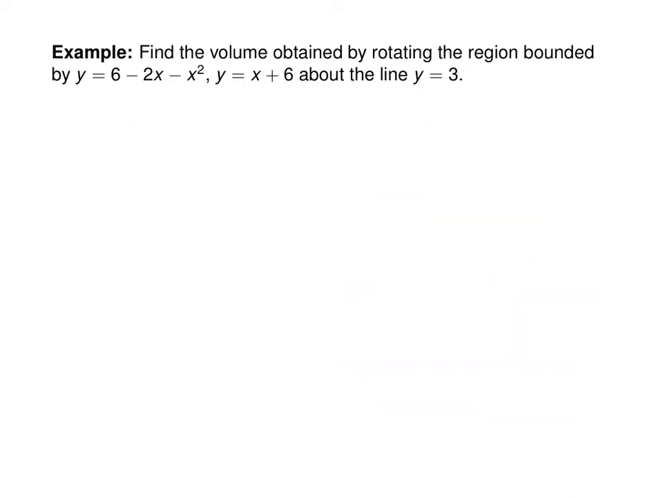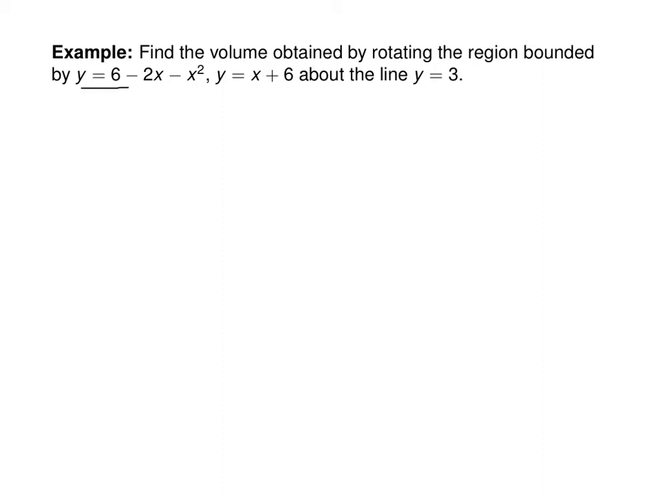Sometimes our cross-sections were circles with a hole inside of them, another circle. So here's an example of that. Find the volume obtained by rotating the region bounded by y equals 6 minus 2x minus x squared, and y equals x plus 6 about the line y equals 3.